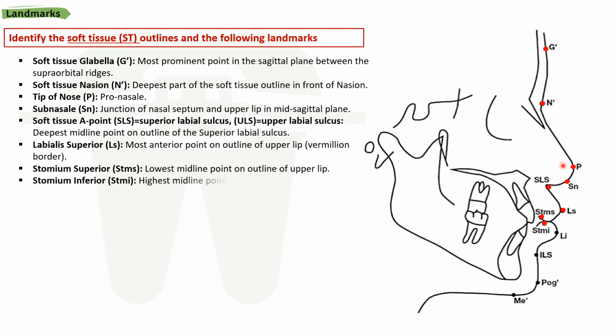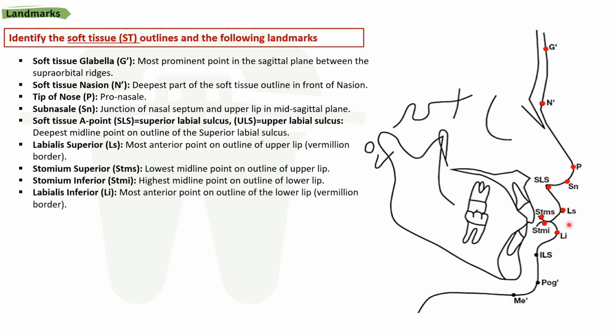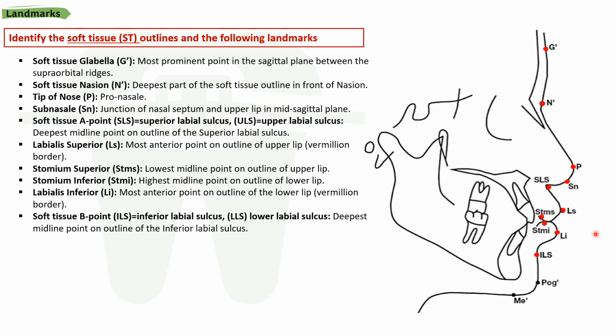Stomion inferior is the highest midline point on the outline of the lower lip. Labialis inferior is the most anterior point on the outline of the lower lip or lower vermilion border. Soft tissue B point, or the inferior labial sulcus or lower labial sulcus, is the deepest midline point on the outline of the inferior labial sulcus.